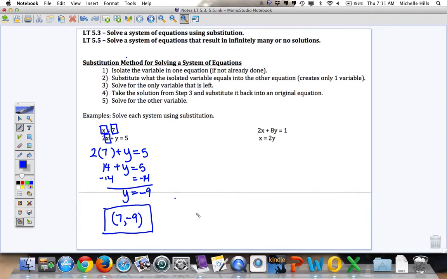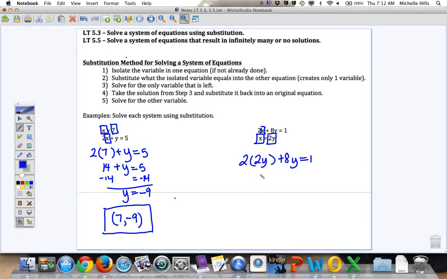Don't forget to write your answer, which is an ordered pair, unless it's a no solution or infinitely many solutions problem. The second one, the variable that's all by itself, is x again, and it has a value of 2y. So where I see x in the other equation, I'm going to remove it and put the 2y in its place. Everything outside of this box, the 2, I'm going to put parentheses in to substitute into, the plus 8y, and the equals 1 comes down. But the x is going to be replaced with 2y.